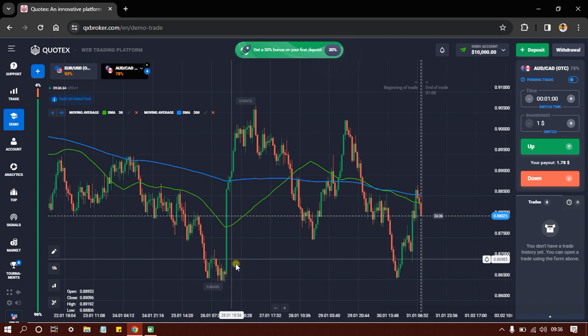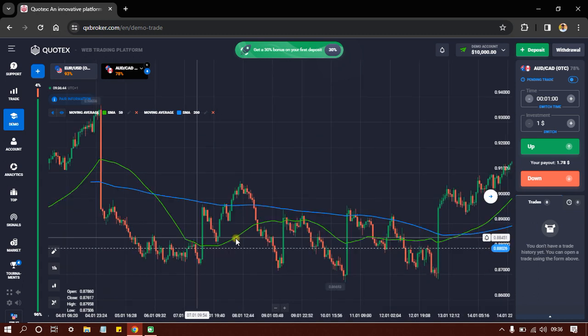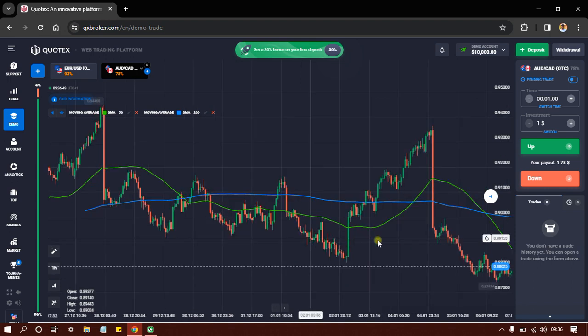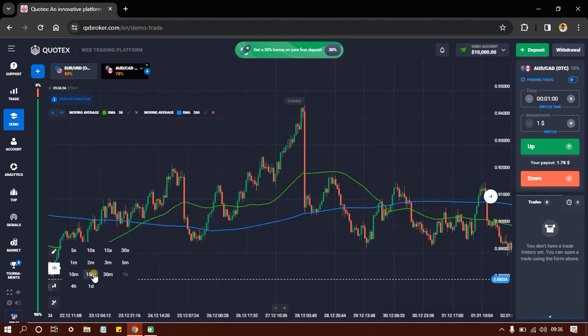Also, when you hear about a death cross, the death cross is basically talking about when the 50 moving average crosses below the 200-day moving average. Let's quickly look for an example and I'll show you how it is. Let's go to the 15 minutes time frame to see some examples.